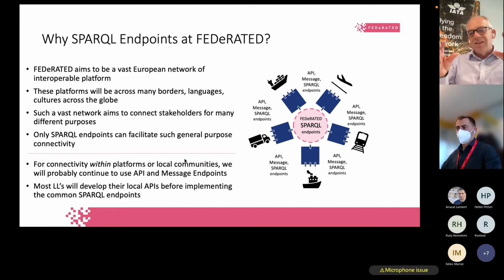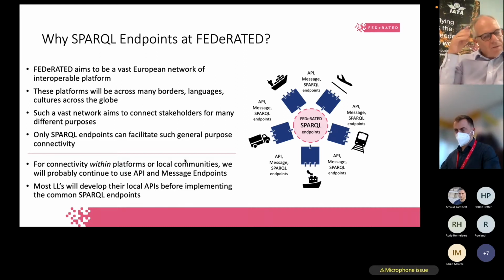The point here is that Federated is about the interconnectivity between the platforms. What happens within the communities that use that particular platform is fine. It's nobody's business. So we're not asking anyone to change an existing living lab. The EU is not going to ask anybody to change any legacy system. That is not what it's about. It's only for the interoperability.